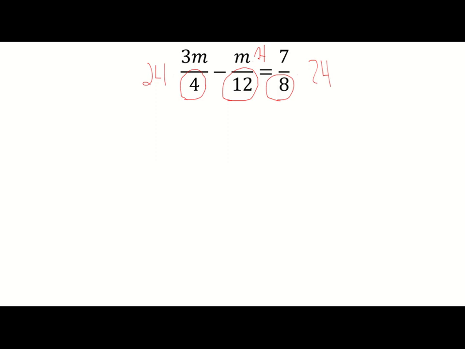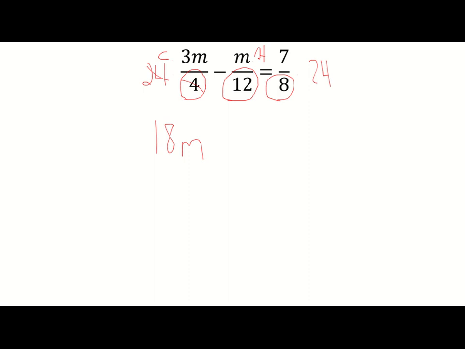So what that means is I'm going to take a look at the first fraction, 3m over 4. 4 goes into 24 6 times. So in other words, I'm multiplying the numerator 3m by 6. So 3m times 6 is now 18m. The 4 canceled out because it goes into 24.